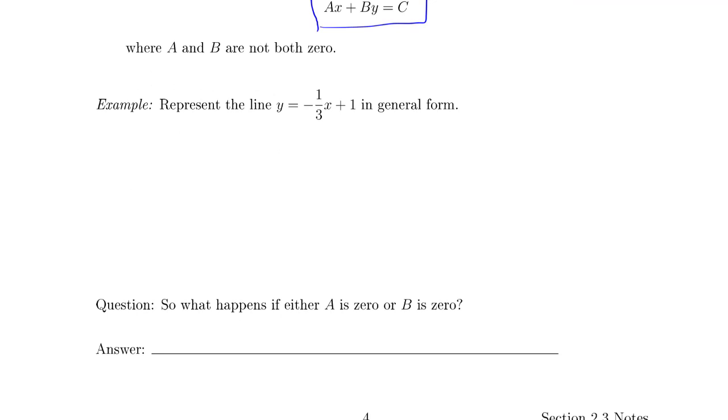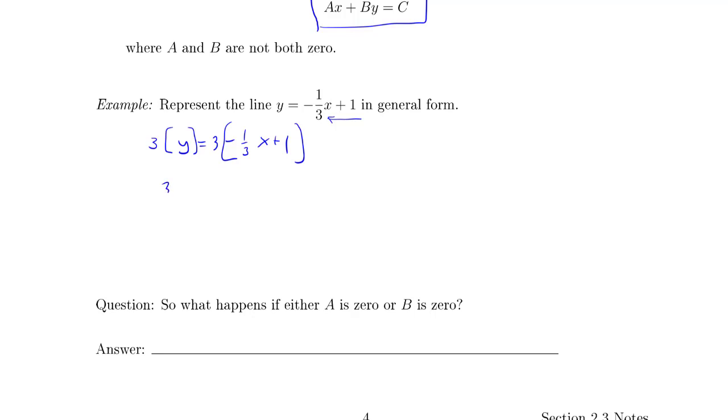So the way we're going to do that, let me write my y equals negative 1/3 x plus 1. Basically the idea is I want to get rid of the fractions and then move the x's and y's to one side. The easiest way to get rid of the fraction in there is to multiply through by the least common denominator, which is 3 in this case. So I'm actually going to multiply both sides by 3.